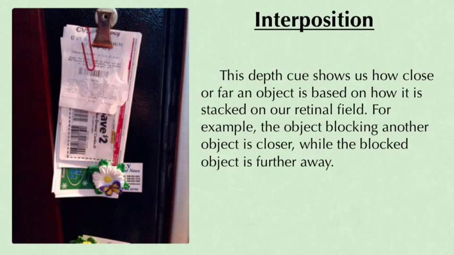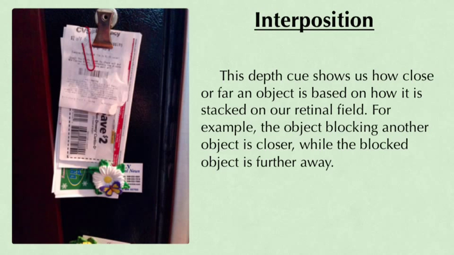This depth cue is called interposition. This depth cue shows how close or far an object is based on how it is stacked in our retinal field. The object obscuring part of another object is the closest, and the object being blocked is farther away. The brain layers these objects and comes up with depth.